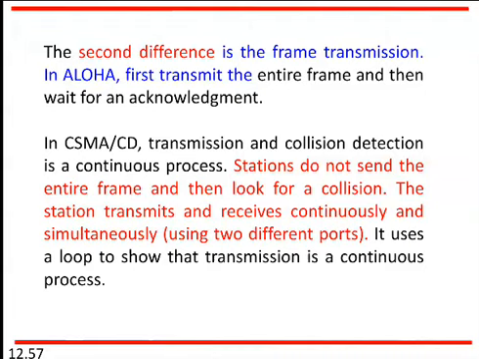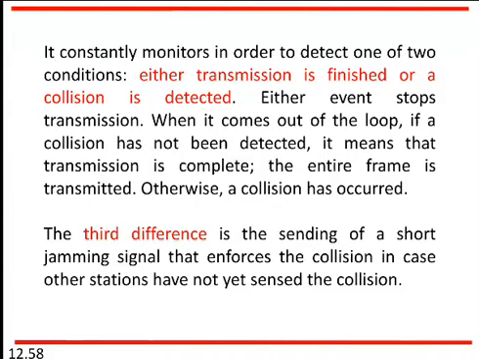But in the CSMA/CD, the transmission and the collision detection is a continuous process. That means stations do not send the entire frame and then look for a collision. The station transmits and receives continuously and simultaneously. So it constantly monitors whether the transmission is finished or a collision is detected. When it comes out of the loop, if a collision is not detected, that means it is a successful transmission. Otherwise, there is a collision.